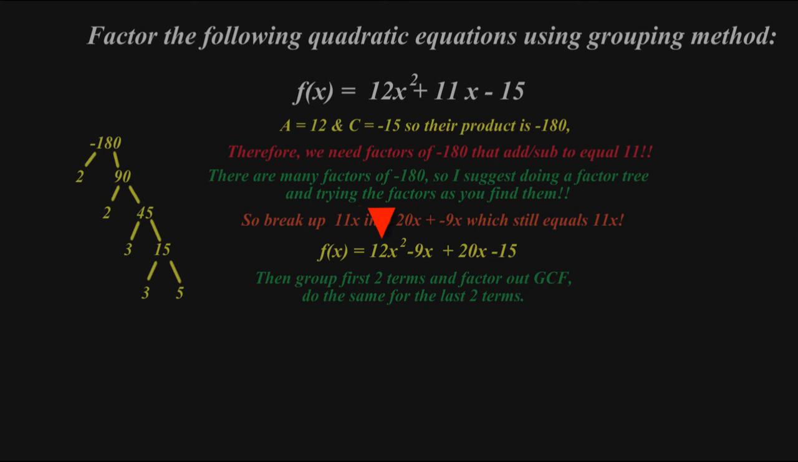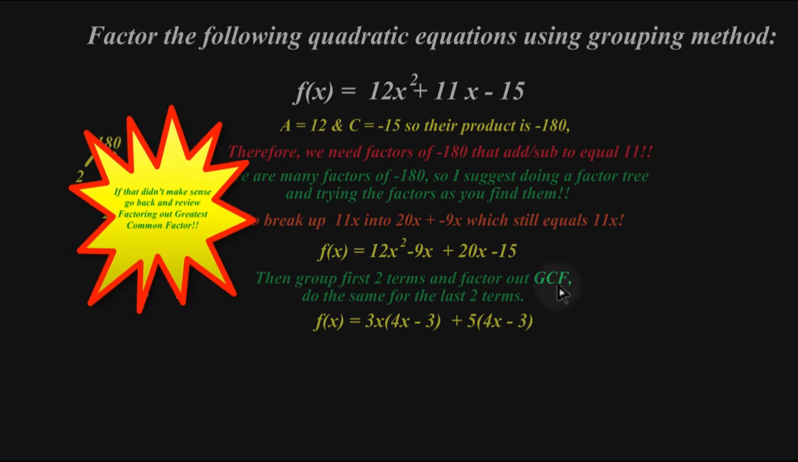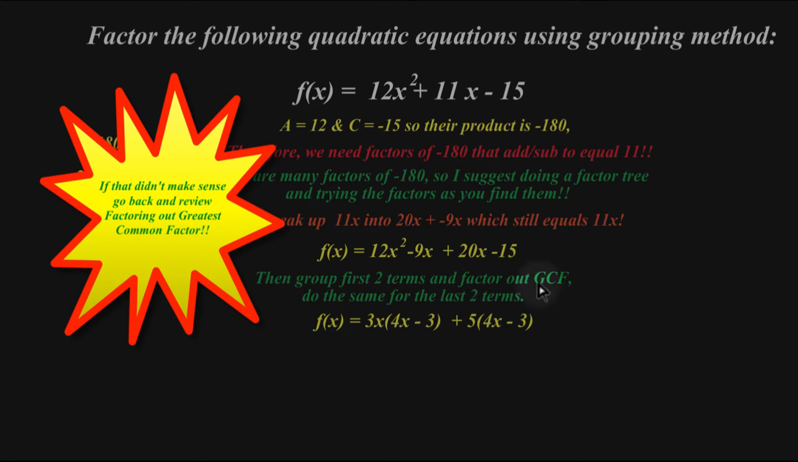So let's see what happens when we factor those out. So 12x squared divided by what we're factoring out, 3x, gives me a 4x. Negative 9x over 3x gives me a negative 3. Doing the same thing over here, 20x over 5 gives me a 4x. Negative 15 over 5 gives me a negative 3. These are concepts of greatest common factor. Just go back and review that concept if you don't understand what I'm doing here.